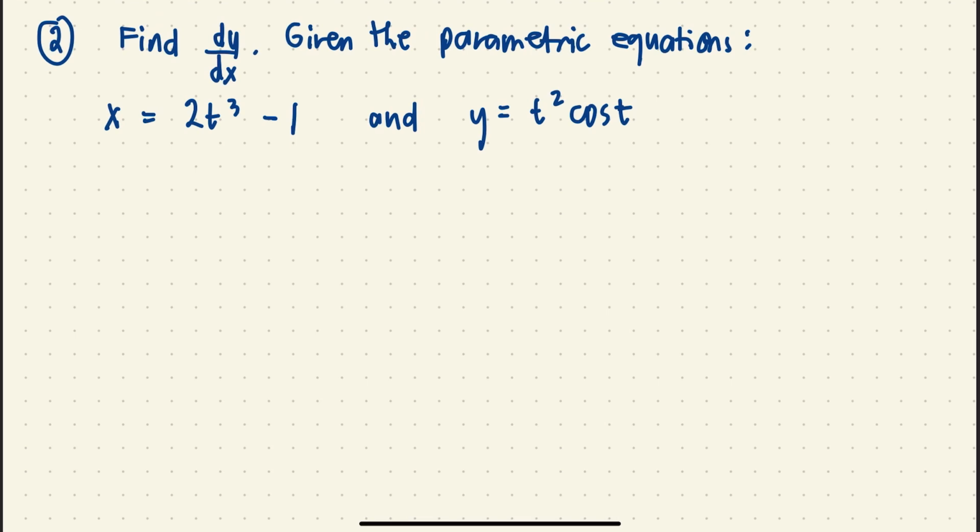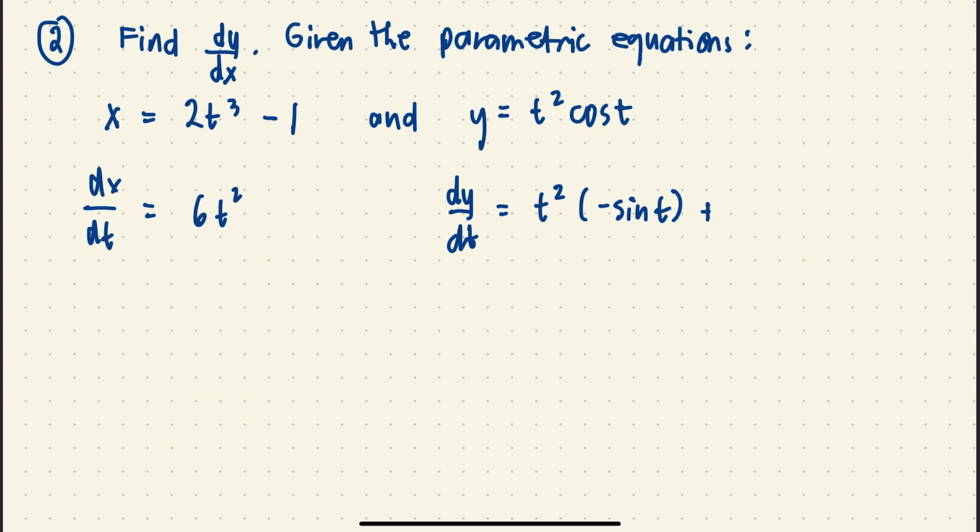We now have the next example. We're asked to find the first derivative of y with respect to x given the parametric equations. So let's start with x, dx over dt. This will just be 2 times 3, so 6t squared minus 0. So that's it. dy over dt, I will be using the product rule. So t squared, derivative of cosine is negative sine t, plus cos t, then the derivative of t squared, which is 2t.